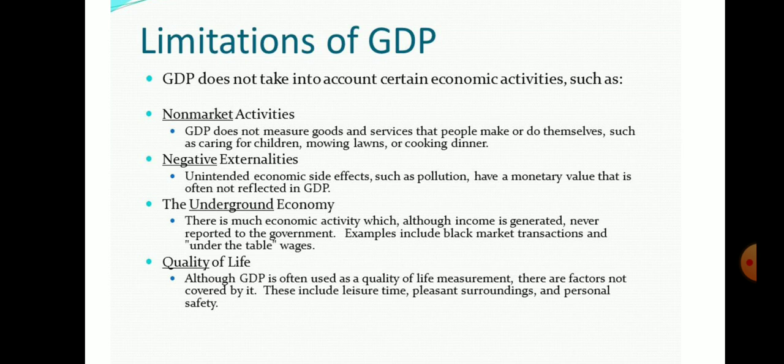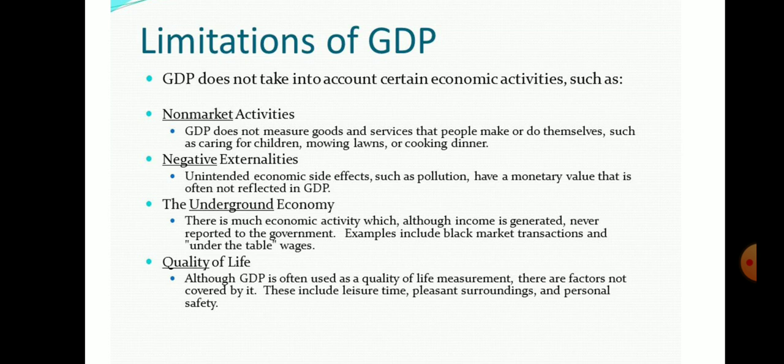So likewise, the negative externalities, the pollution, the monetary value is not taken. Not only that, the underground economy: there is much economic activity which, although income is generated, is never reported to the government. For example, black market transactions. You know well about the bribery that is not being taken into account. So this is called the underground economy, that is, under the table. So many bribes have been given. So it's a curse for the nation.